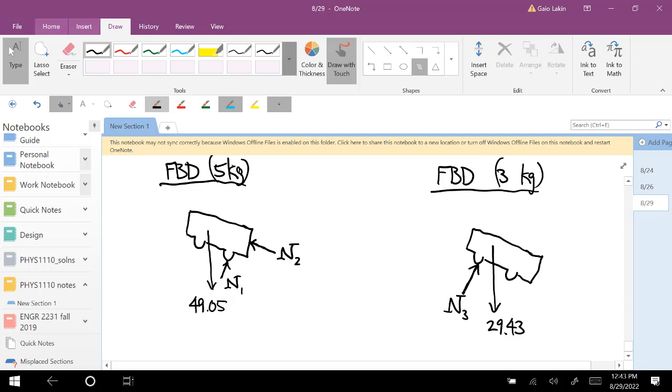And then the only other place is where it makes contact with the 5. It's perpendicular to the surface of contact, toward the chosen body, away from the contacting body. And Newton's third law says it has to have the same value as the one on the 5 kilograms, so I'm going to call this N2 again.